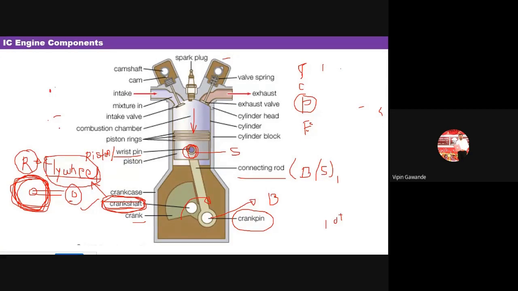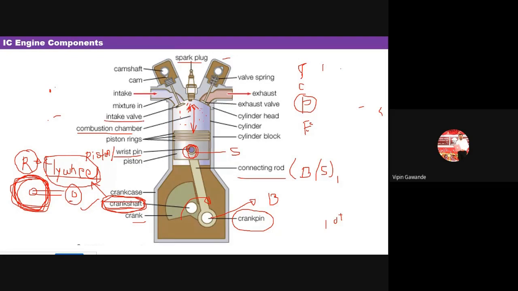Then here, this is the combustion chamber. We get the entry of air fuel mixture here, and during the power stroke, the spark plug ignites the mixture in case of the petrol engine, and the fuel injector supplies the diesel during the power stroke, and we get combustion here. So that is called the combustion chamber.